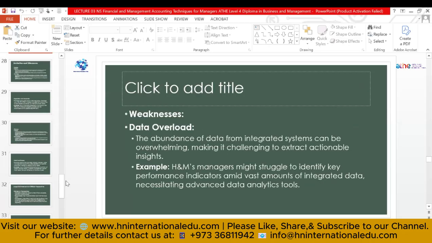The weakness for decision making was data overload. The abundance of data from integrated systems can be overwhelming, making it challenging to extract actionable insight, because most of the ideas literally confuse us as well, since we're not able to take one decision then. For example, H&M's managers might struggle to identify the key performance indicators amid vast amounts of integrated data, making advanced data analytic tools necessary.